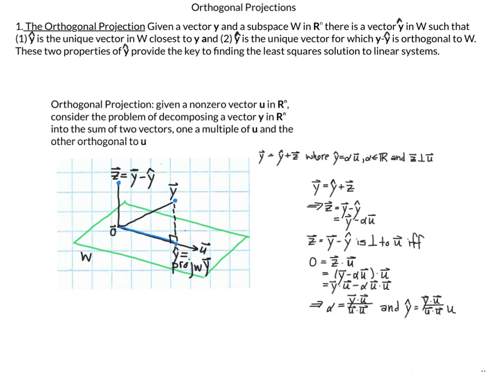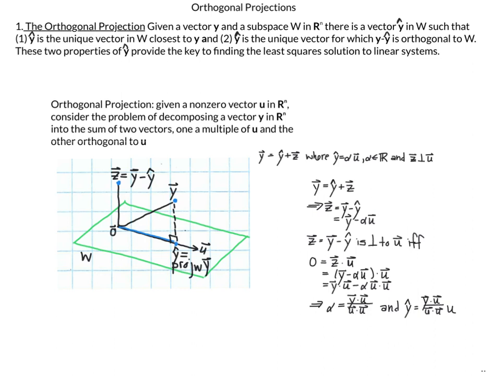Since then our y hat was a scalar multiple of u, our problem became to find the multiple in front of u. And we used the fact that we were going to decompose y into two vectors, y hat, which was a scalar multiple of u, plus z, which is perpendicular to u. So we use this equation, y equals y hat plus z, where z is equal to y minus y hat, and y hat is equal to a scalar multiple of u. So then we get z is equal to y minus alpha u.